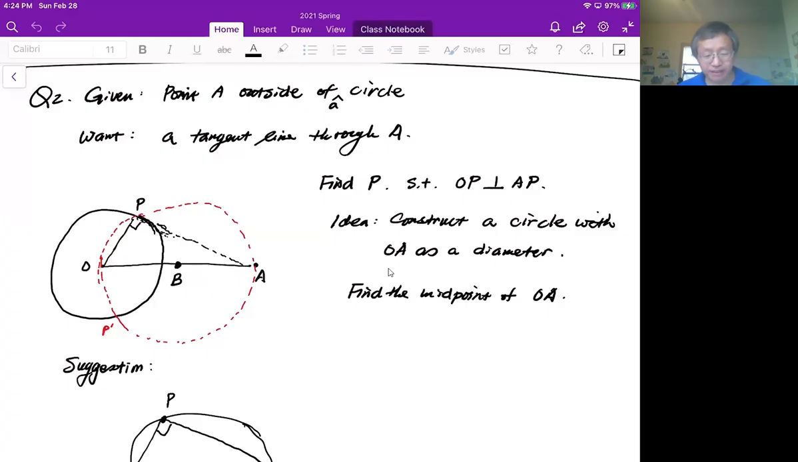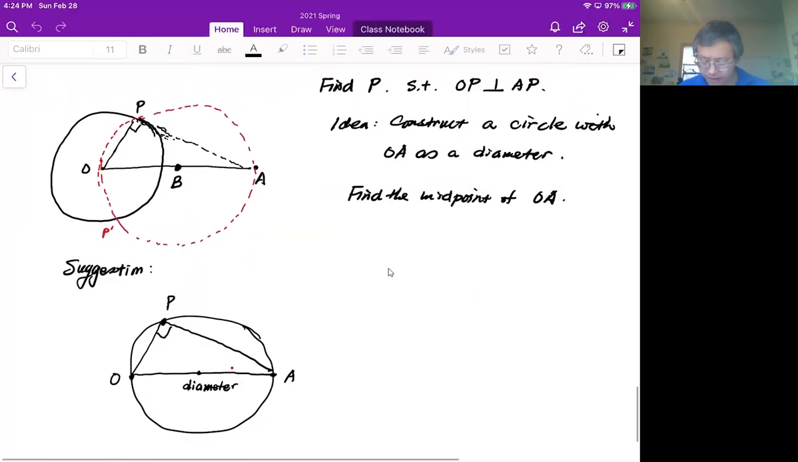Well, so here's the idea. We can just write that here. The idea is that I'm going to construct a circle. If I can get a circle with OA as the diameter, all I want is to construct a circle so that OA is the diameter of the circle. Then this circle intersects the original circle at P. And I claim that P must form a right angle with O and A.